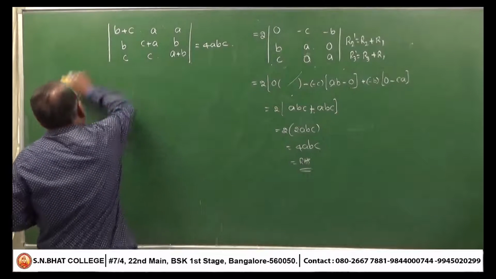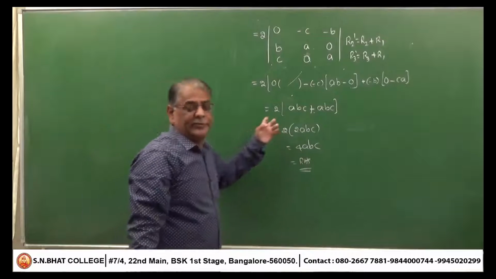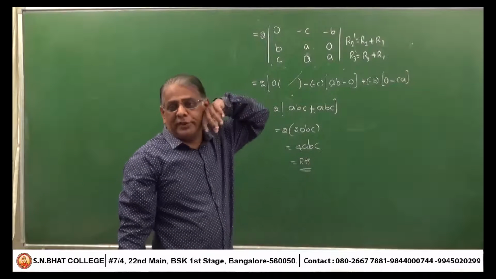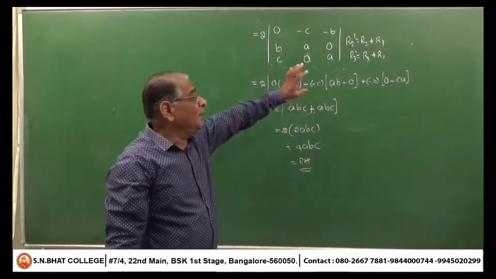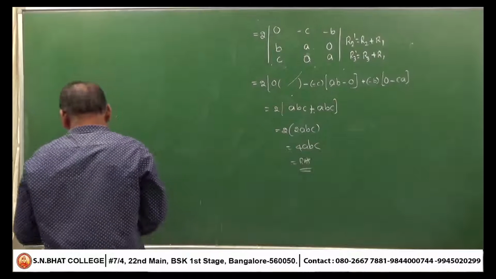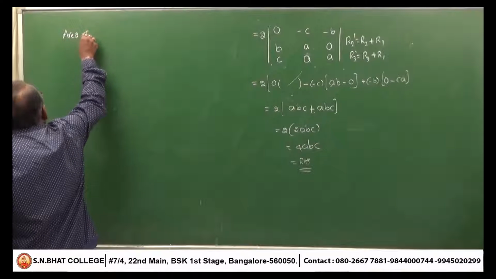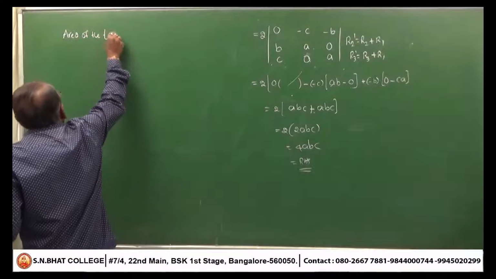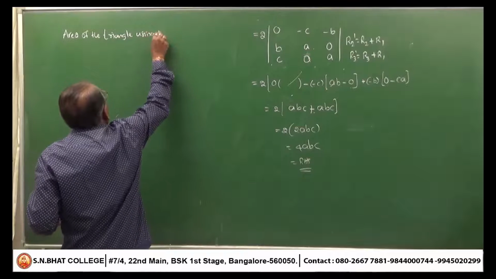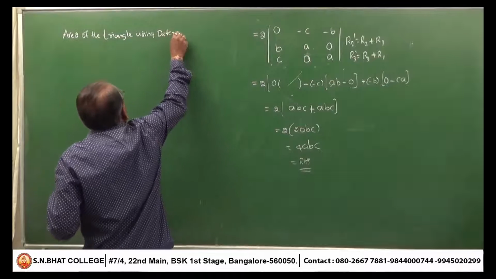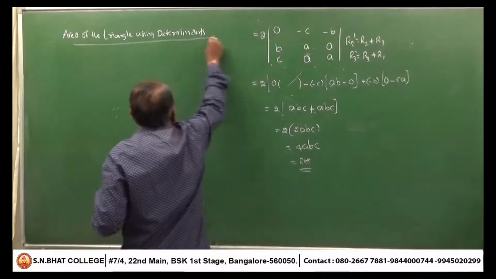Next, see, this is a compulsory question for 4 marks in part E. This type of problem is a compulsory question for 4 marks, that is the 49th B question in part E. Next, to find the area of the triangle using determinants. Find the area of the triangle using determinants.